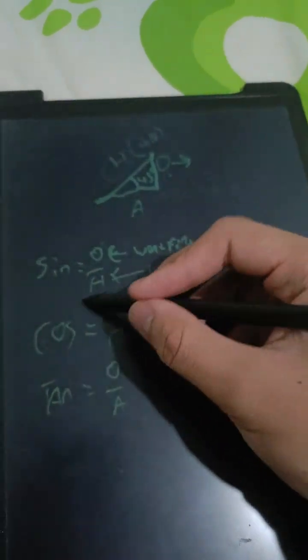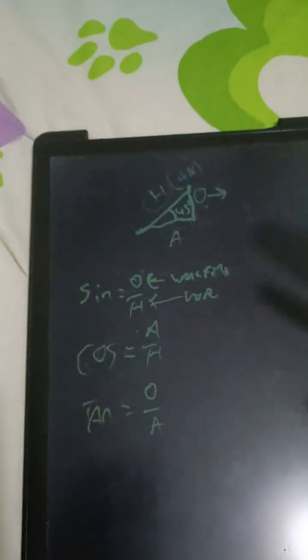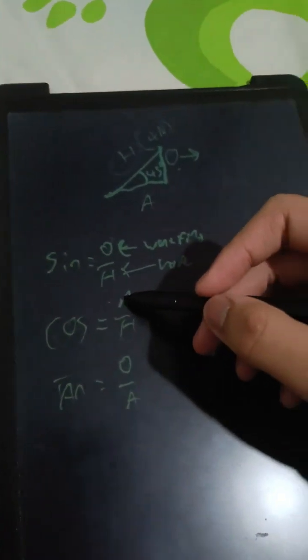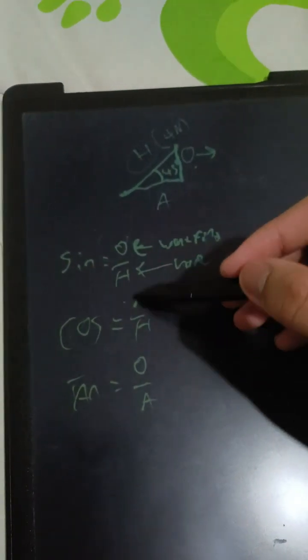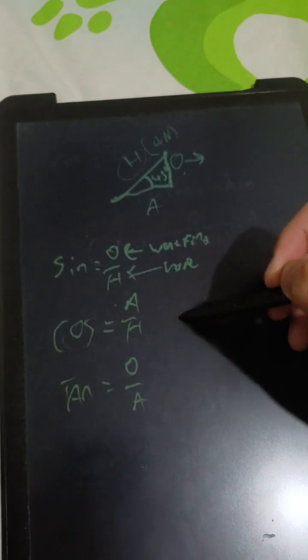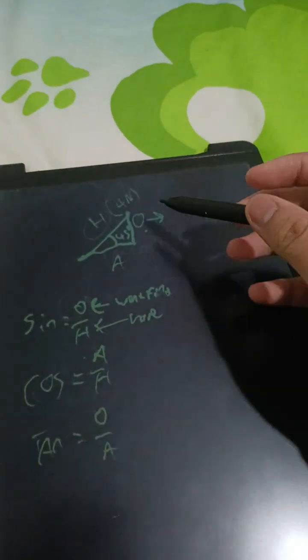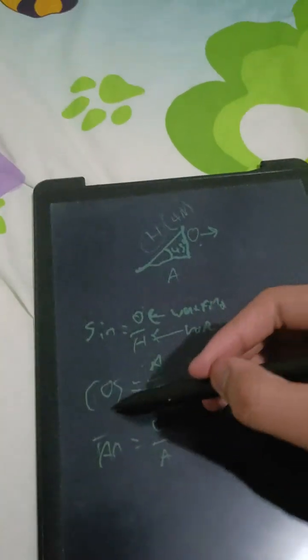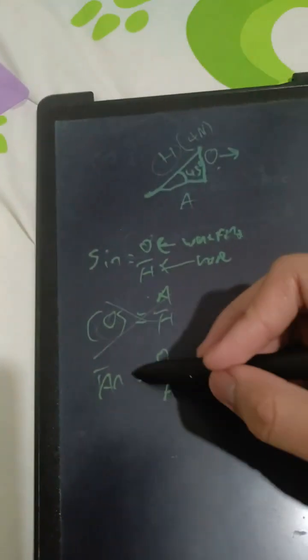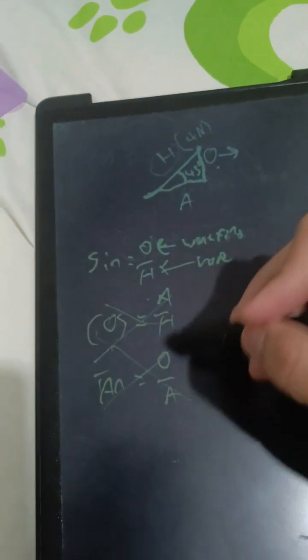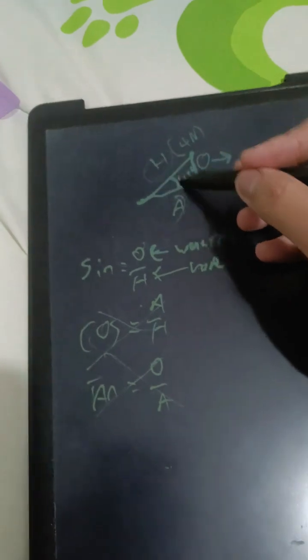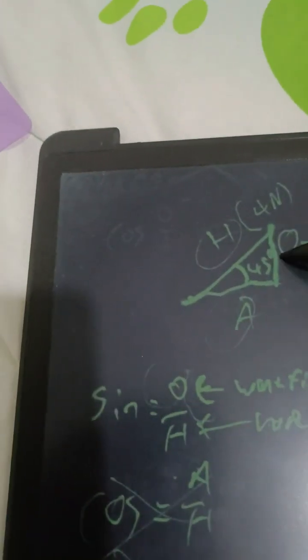Now, why not use cos or tan? Because cos wants to find A, but you have H. In this problem, we want to find O, not A, so we don't want cos. Tan, just cross it out, because we don't have A, we only have H right now, and we don't have O either. Now we want to find O. It's not that we use a formula like O divided by 4. That's impossible.